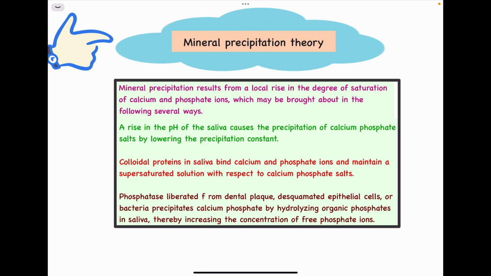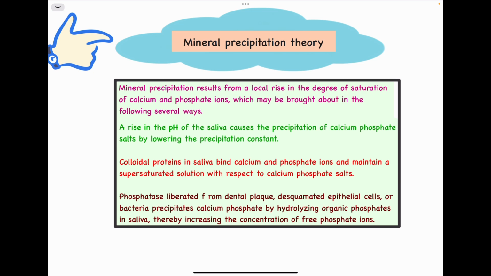Our first theory is the mineral precipitation theory. As the name suggests, certain minerals get precipitated on the surface of the plaque, resulting in its hardening followed by the formation of calculus. Mineral precipitation results from a local rise in the degree of saturation of calcium ions and phosphate ions. Now this increase in the degree of saturation of these ions is brought about in the following ways, right?